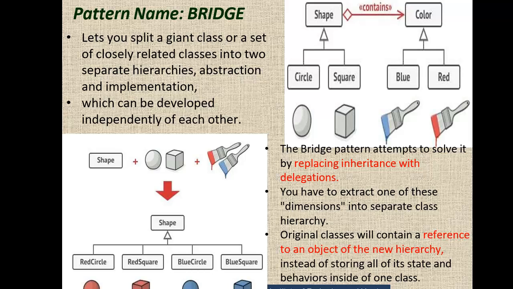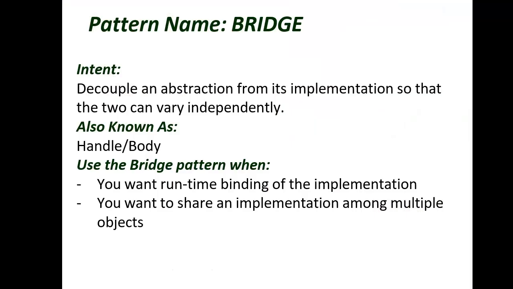The bridge pattern attempts to solve it by replacing inheritance with delegation. Original classes will contain a reference to an object of a new hierarchy instead of storing all of its state and behavior inside of one class. Moving on to the intent of this bridge, it decouples an abstraction from its implementation so that the two can vary independently. Another name, alternate name, is handle or body.